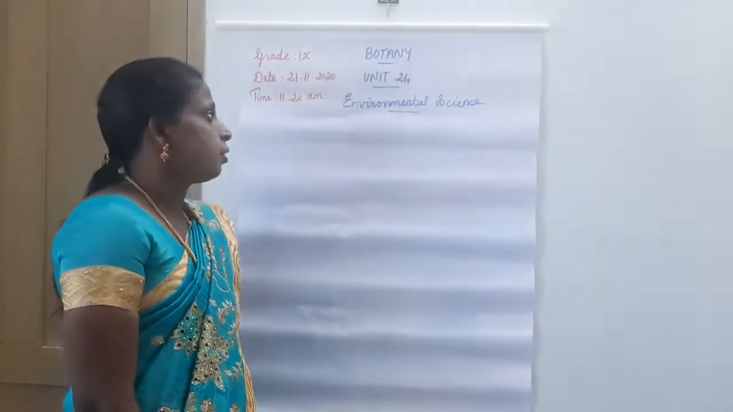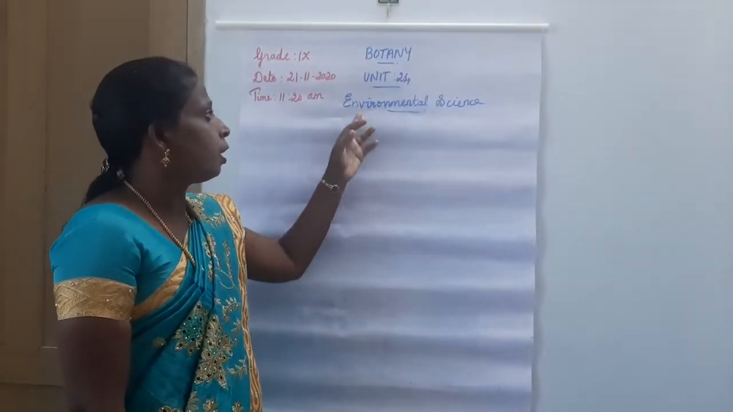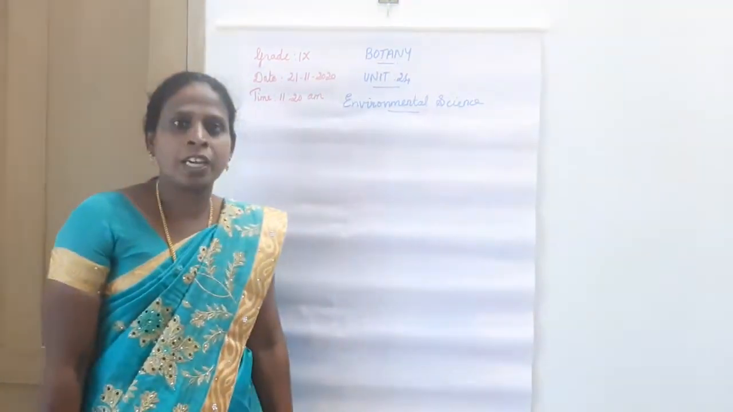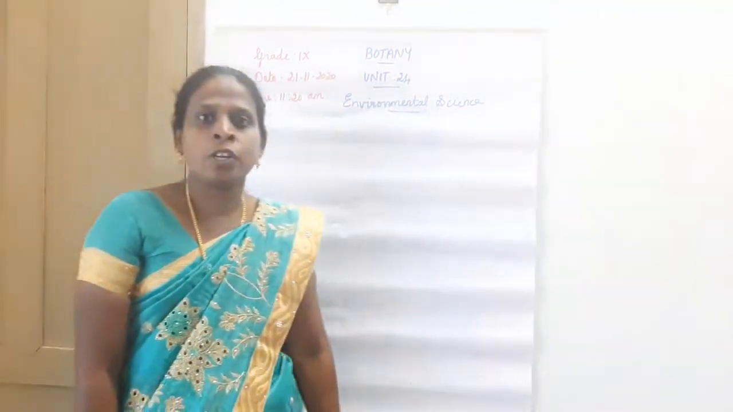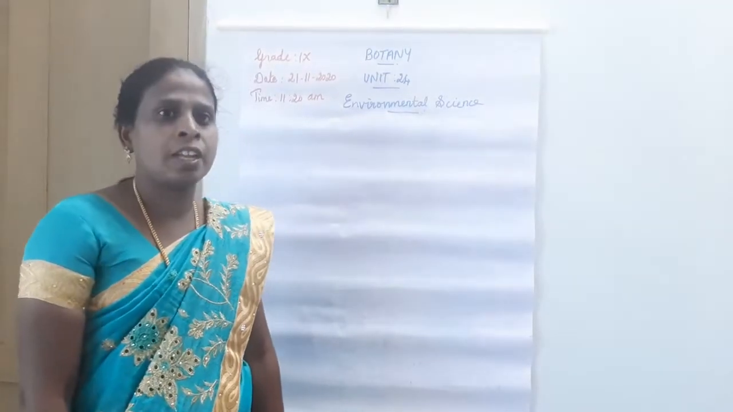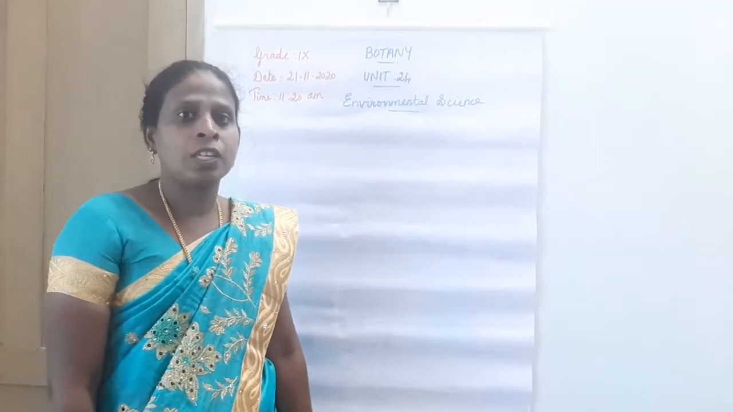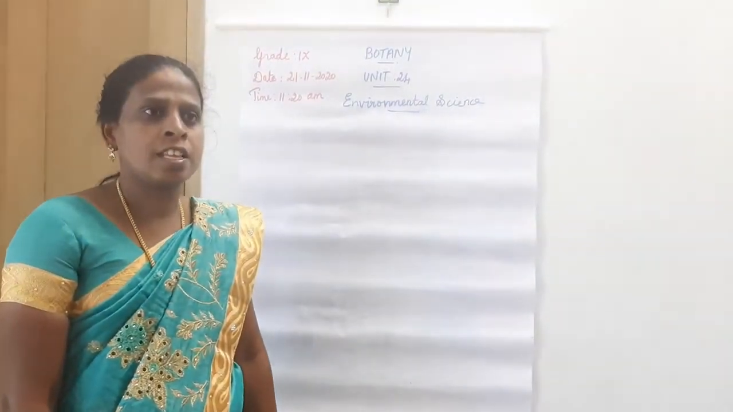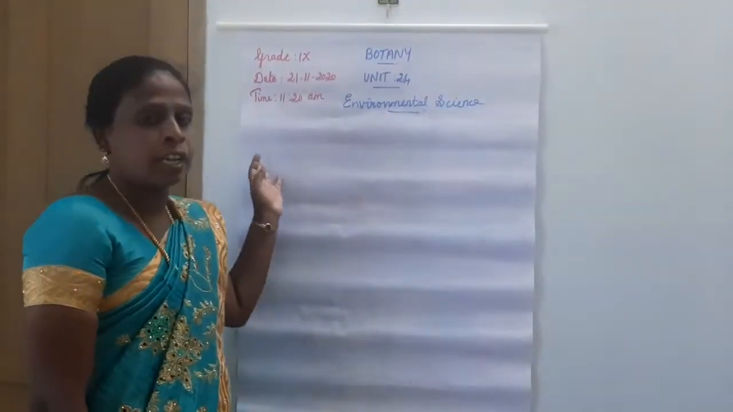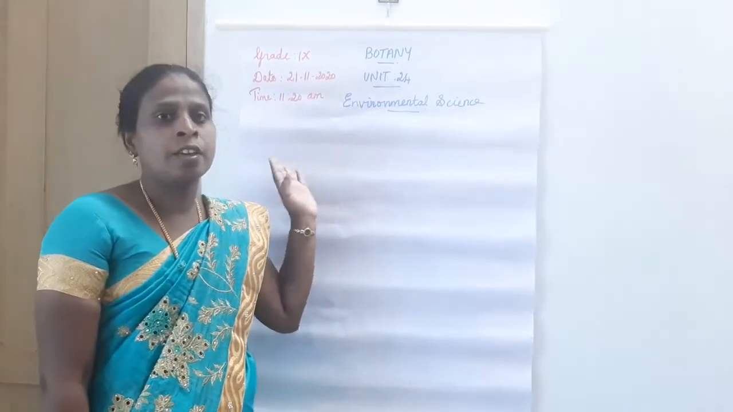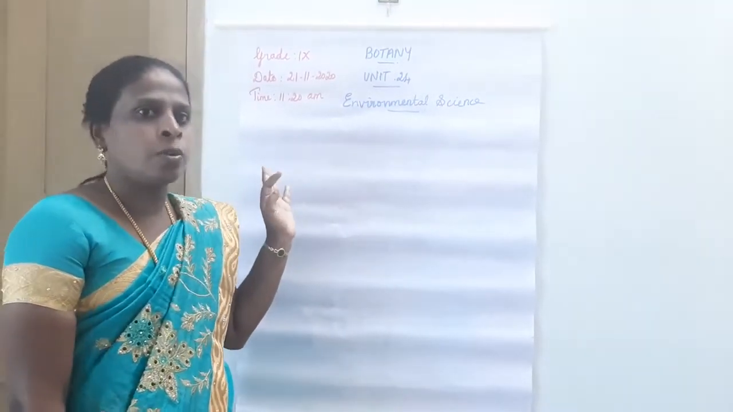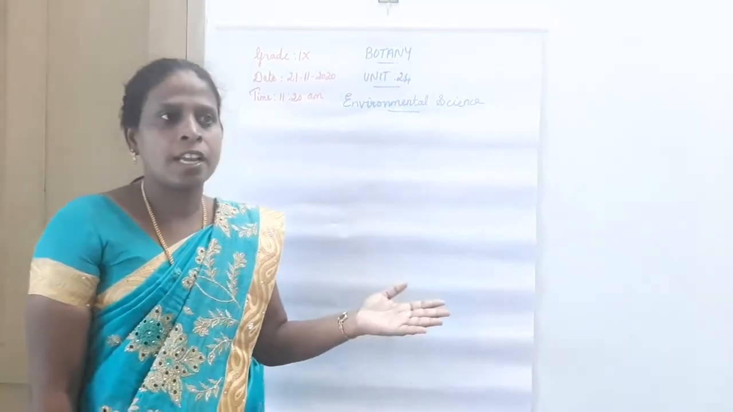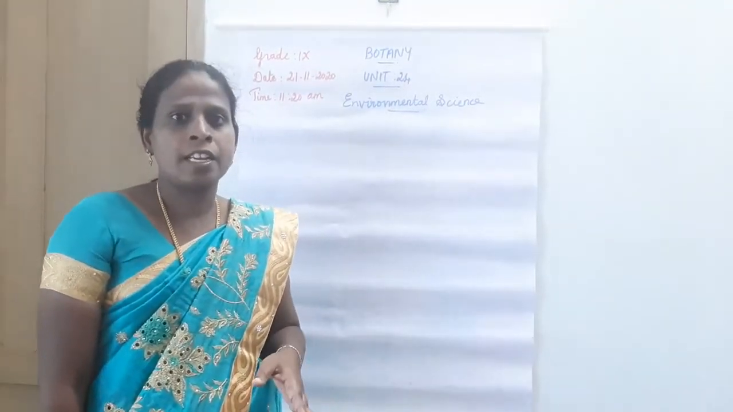Last class you learned about environmental science, and after that you learned about the biogeochemical cycle. The biogeochemical cycle can be classified into three types: water cycle, nitrogen cycle, and carbon cycle. In previous classes you learned about the water cycle and the nitrogen cycle, and the different processes involved in them.